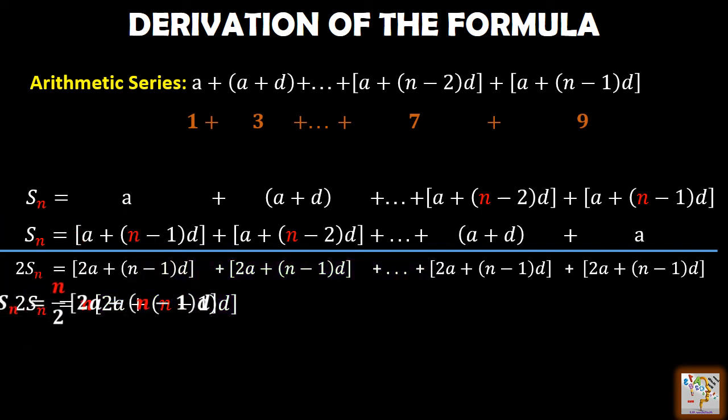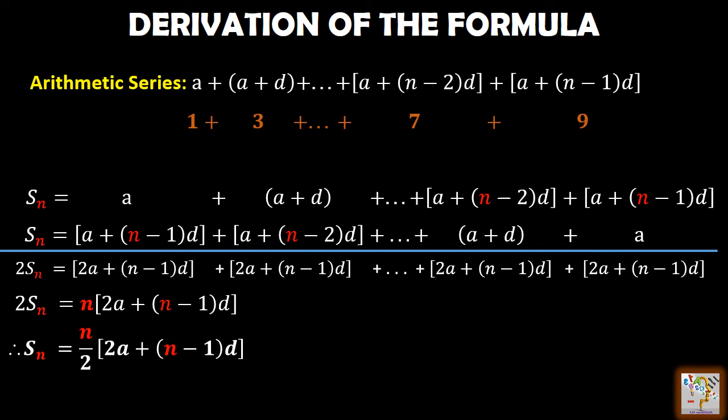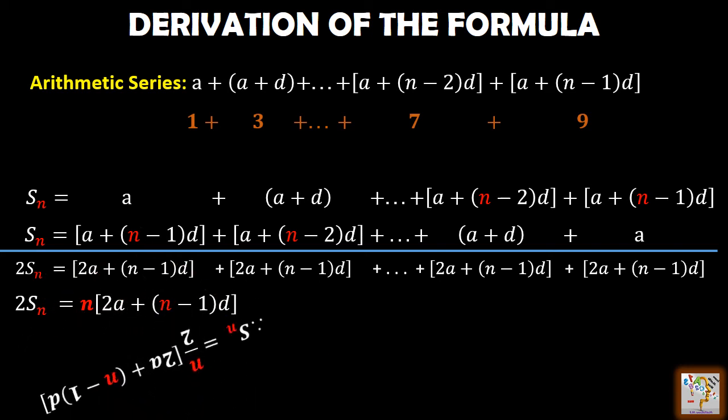So this will be given by Sn is equal to, you divide both sides by 2, then you remain with n divided by 2. Remember, this is multiplication. The 2 is dividing everything, so logically Sn is equal to n divided by 2 into 2a plus n minus 1 into d. Remember this formula, people.